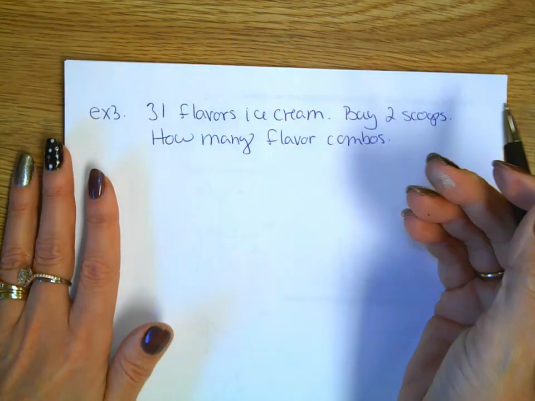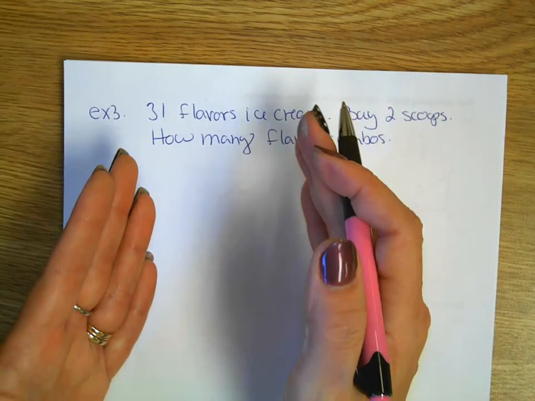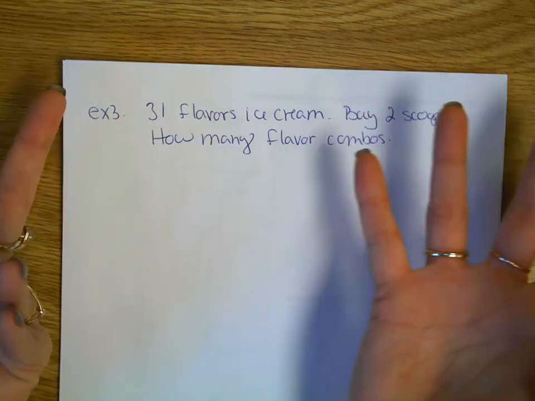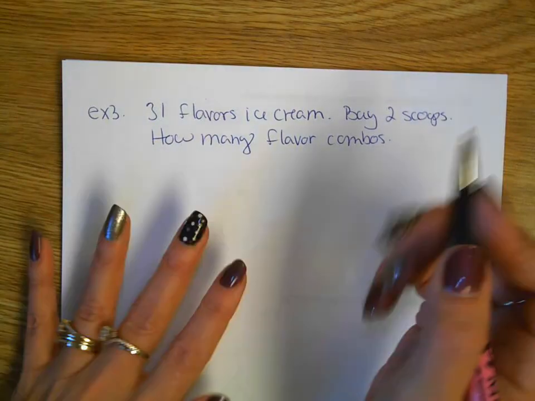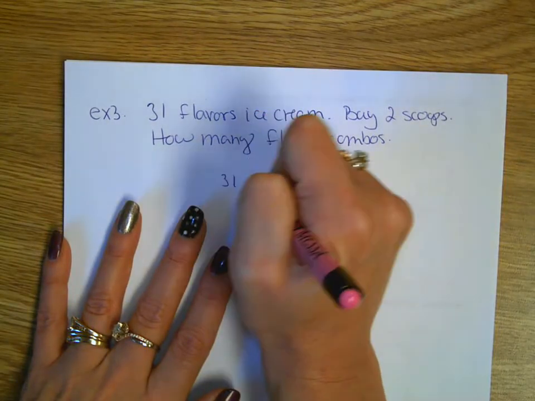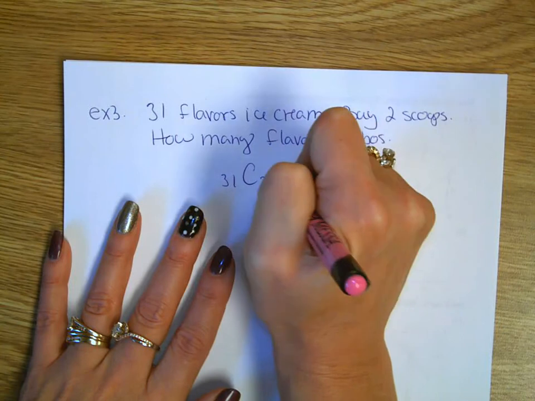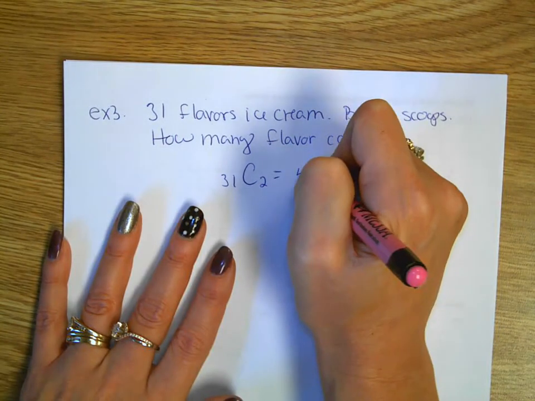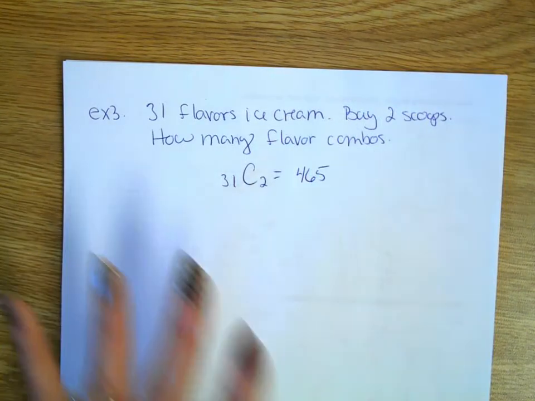So again, does a chocolate scoop and a vanilla scoop, is that different if I do vanilla first and then chocolate? No, I still got the same 2 flavors of ice cream. The order does not matter. So this is a 31 choose 2 flavors. And you will get 465 different options.